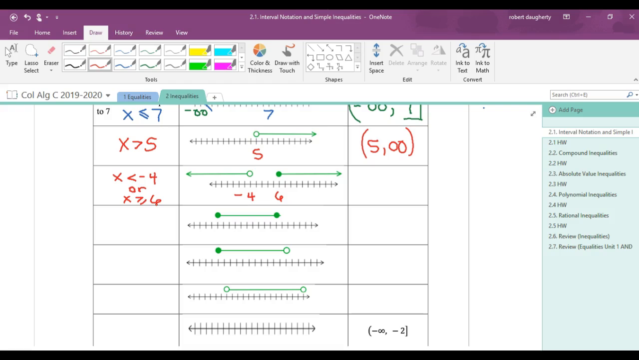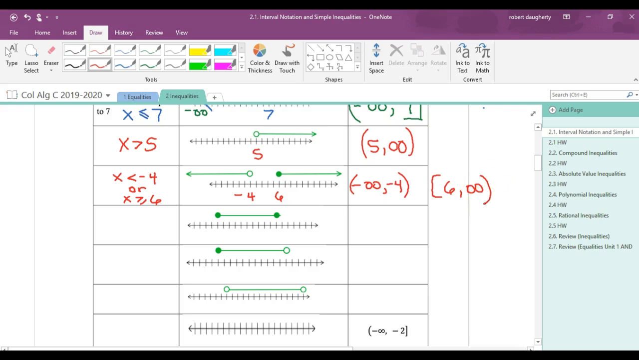2 intervals. Okay. What's the first interval here? Negative infinity to negative 4. So negative infinity to negative 4. Always a parentheses on infinity or negative infinity. What kind of enclosure goes around negative 4? Parentheses. Okay. And what's this next interval? Yeah, bracket 6 to infinity.